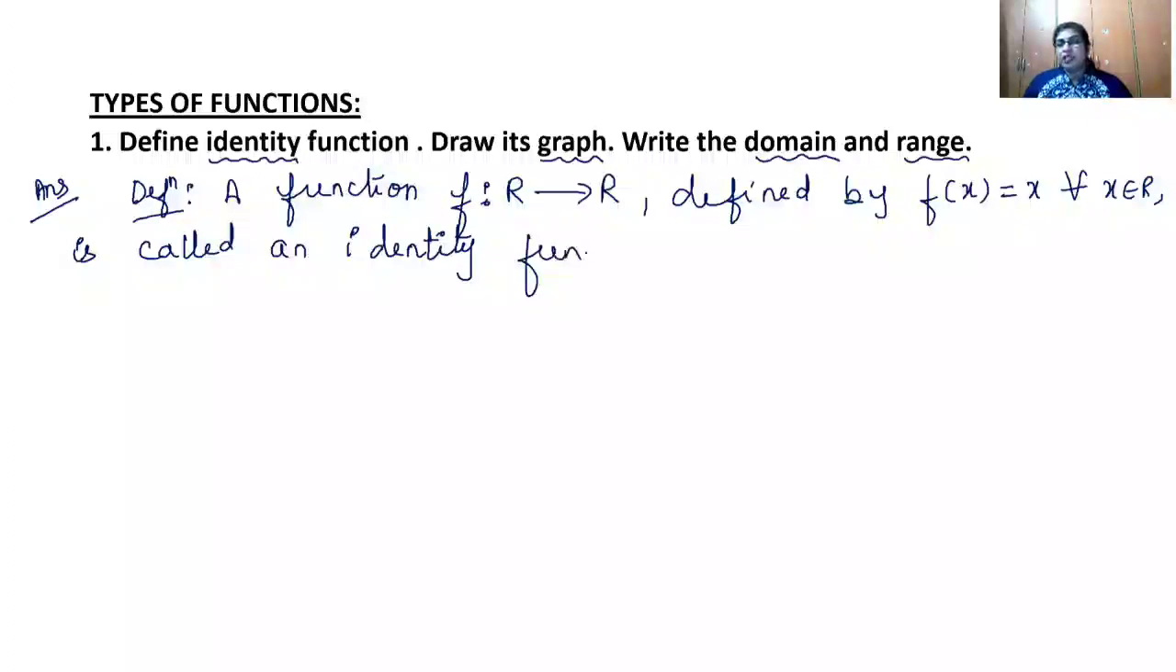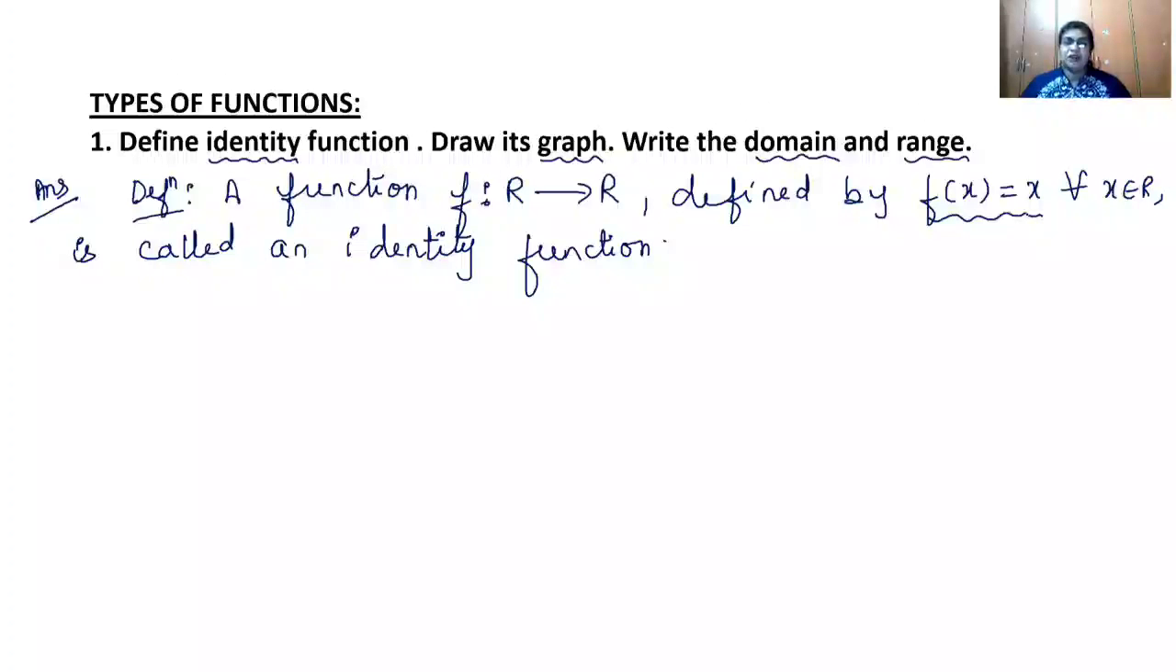Now, what is the meaning here? Identity is like looking at the mirror. If I am looking at the mirror, I can see my own image. If 1 is looking at the mirror, it is getting 1 only as the image. 2 is looking at the mirror, then the answer is 2 only. In the same way, it is defined by f of x is equal to x. So whoever that x is, the same x will be there as the image.